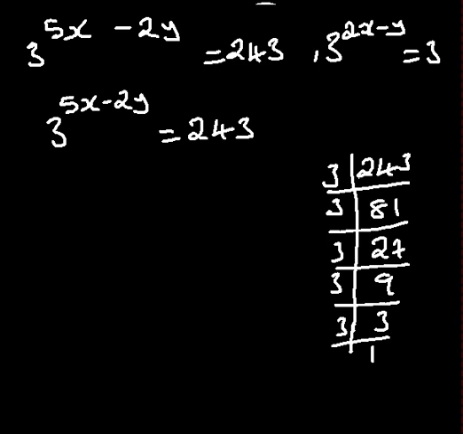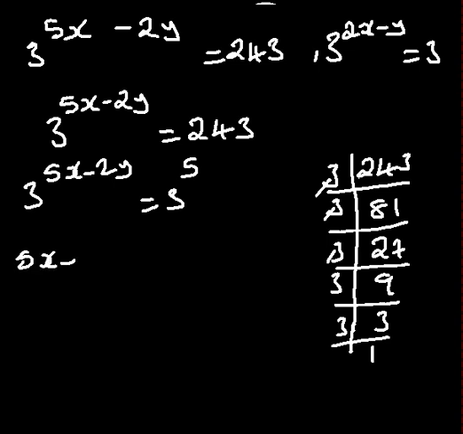So in this case, 3 to the power 5x minus 2y is the same as 3 to the power, counting 1, 2, 3, 4, 5, so 3 to the power 5. Now since the bases are the same, we just have to equate the powers. We'll have 5x minus 2y equal to 5. So this is equation number 1.